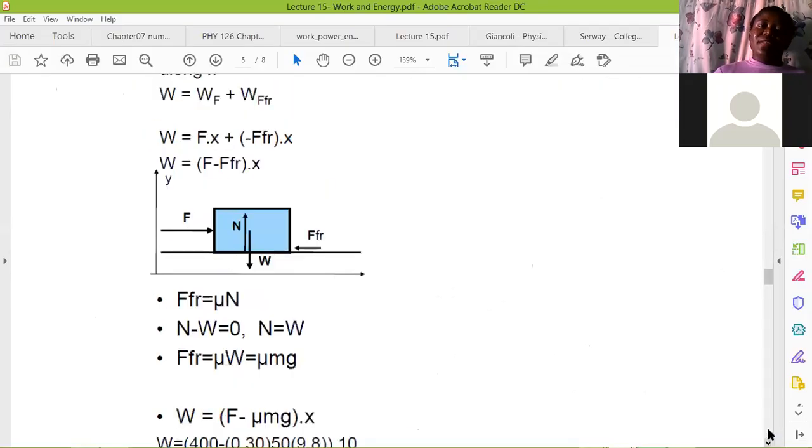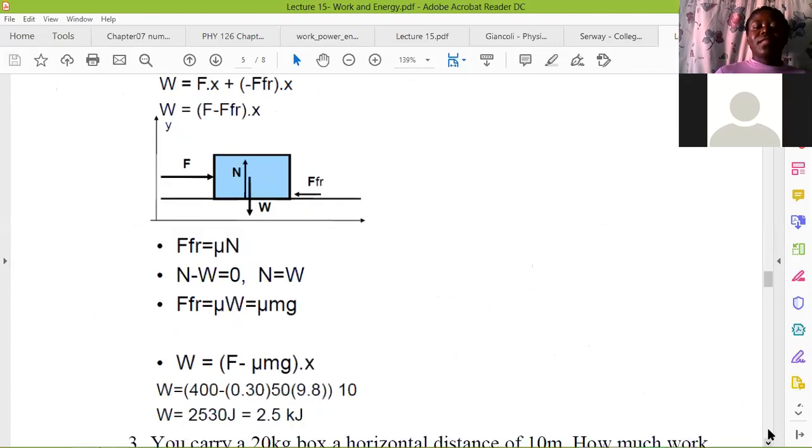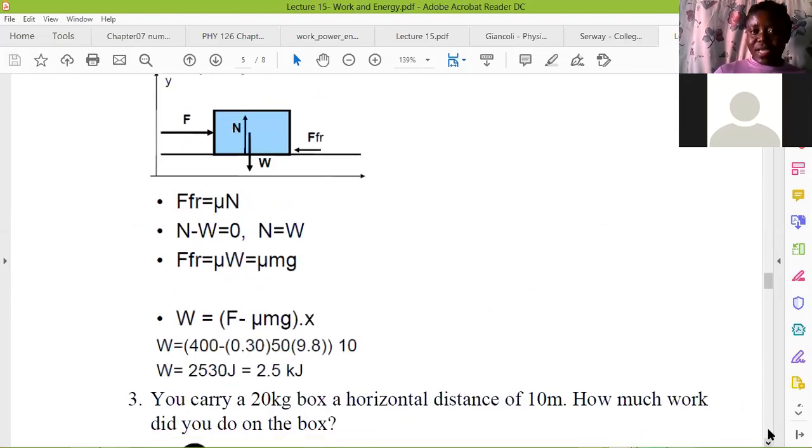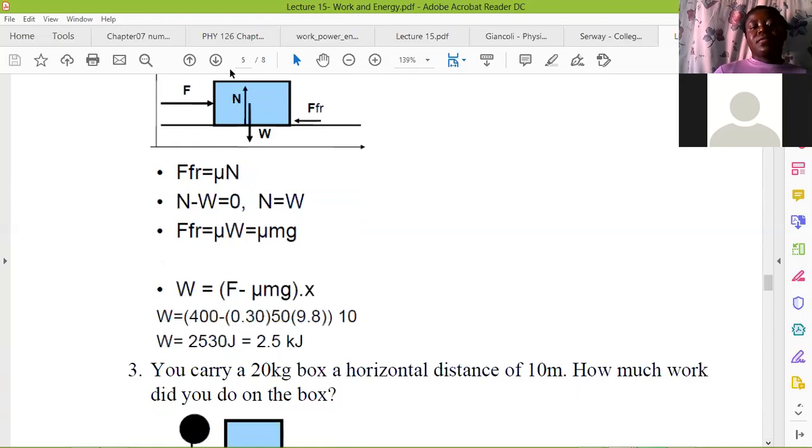So here, the normal force and the weight do not do work, because, number one, there is no displacement in the vertical component. Number two, the normal force and the weight are perpendicular to the displacement. So therefore, these two forces, the normal force and the weight, do not do work here.